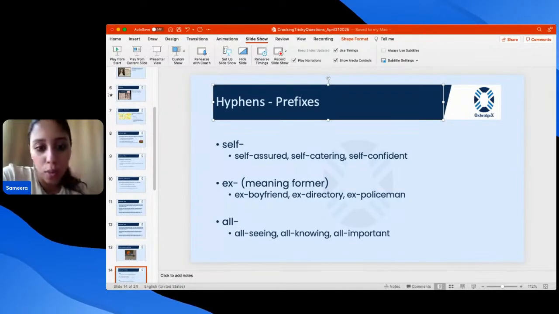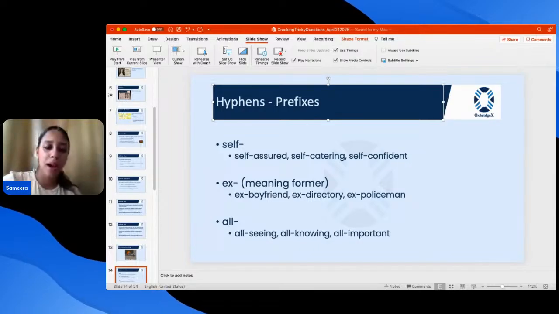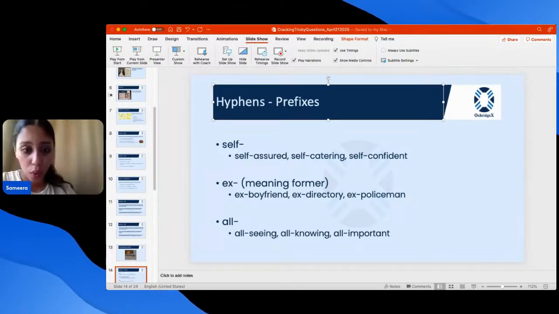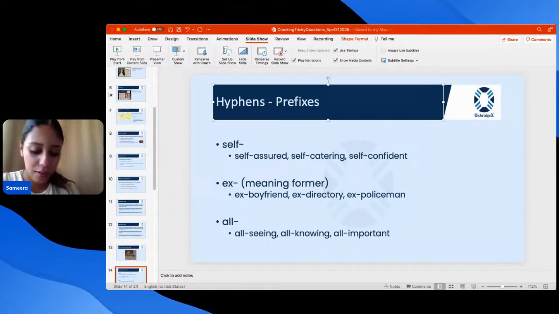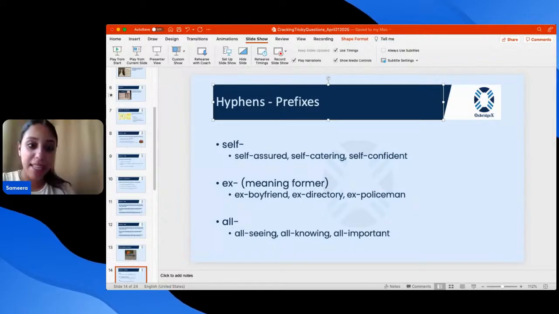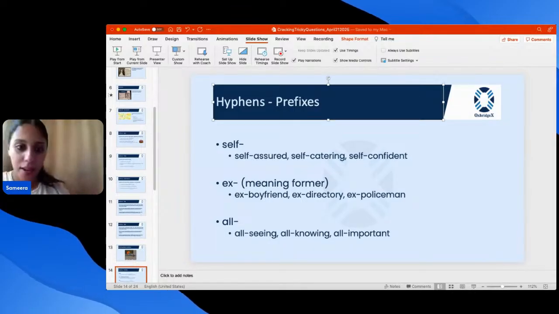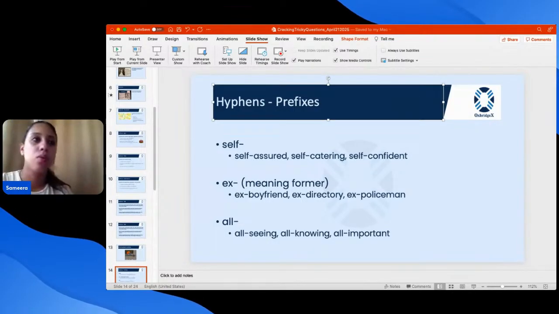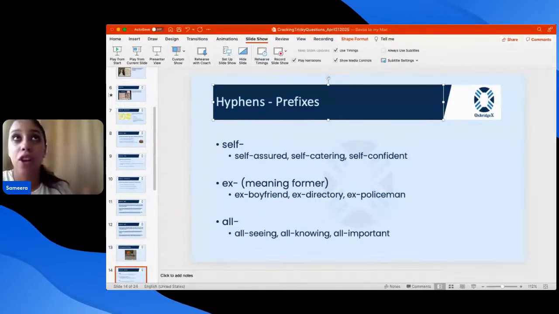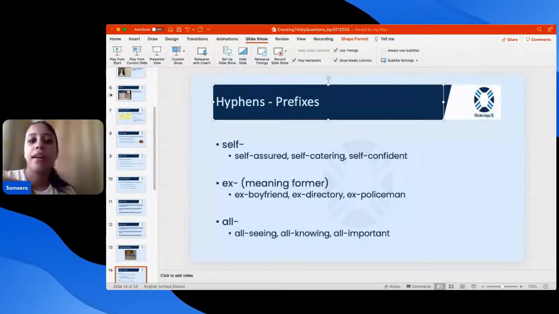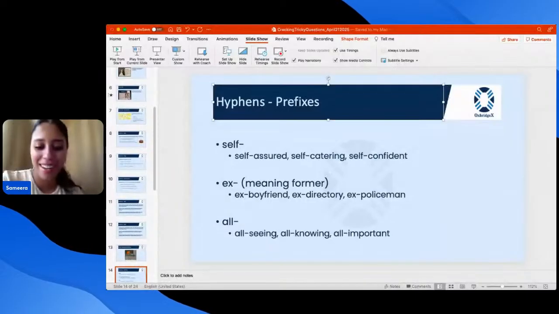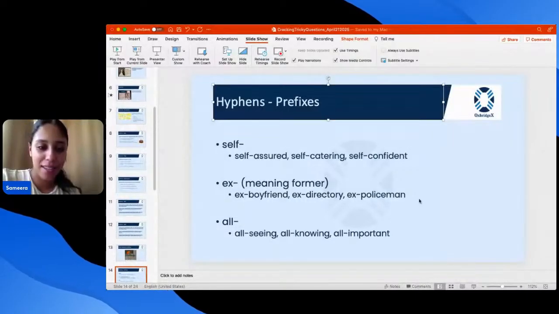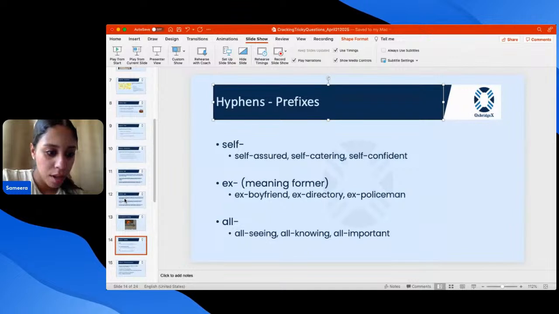Again, all-seeing, all-knowing, all-important. Now, if I just have seeing, well, seeing just means to be able to see, look around, right? However, if I have all, it means everything. So all-seeing, I see everything. All-knowing: if I have knowing, it's just like, oh yes, I know how to do that. If I have all-knowing, it's that I have this awareness and capability to know everything, which is obviously impossible. No one knows everything, right? But that's what it means. So hopefully that makes sense, right?